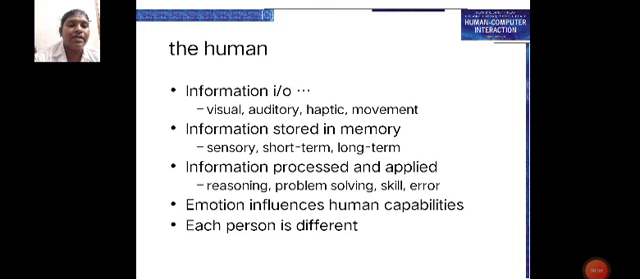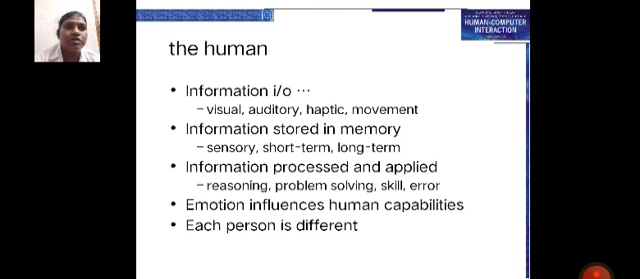IO is nothing but the input output devices we are using. These are visual, auditory, haptic, and movement. Then information stored in memory: sensory memory, short term memory, and long term memory. Basically, in these three memories, everything we are seeing, hearing, or the touch sensation we are having will be stored.